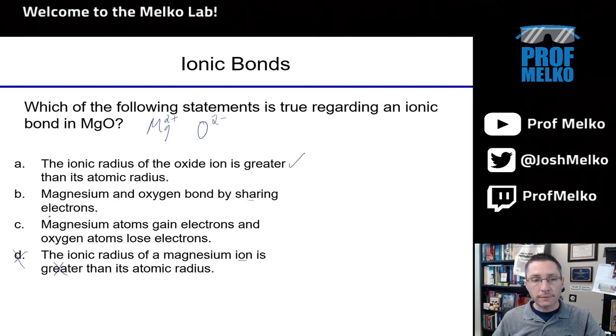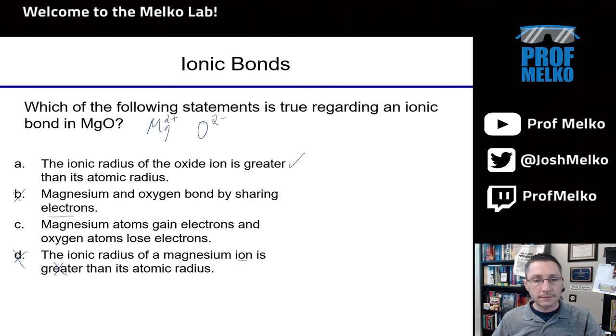Letter B, magnesium and oxygen bond by sharing electrons. This would be a covalent bond. That tends to be between things like carbon, sulfur, oxygen, hydrogen. Non-metals only form covalent bonds. Magnesium's a metal, oxygen a non-metal. When these two things get together, non-metals and metals, we form ionic bonds. And that is not sharing, that is a transfer. Okay, so if this said transfer of electrons, that might be okay, but it doesn't, so B cannot be correct.